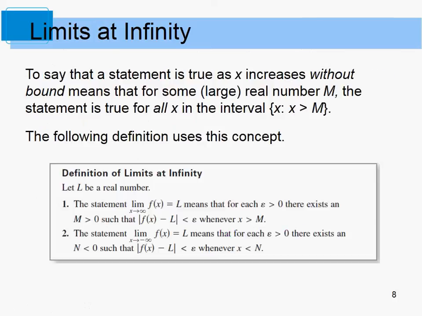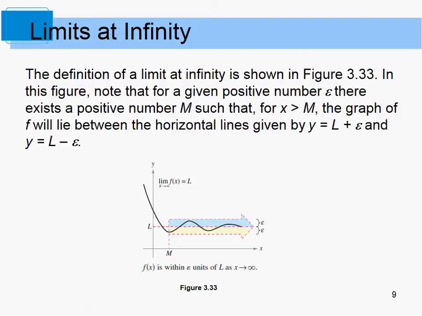No? Okay. So here is the math definition of the limits at infinity. To say that a statement is true as x increases without bound means that for some really big number m, the statement is true for every x such that x is greater than m. Okay? So if this limit exists for m, then it has to be true for every x bigger than m as well. So it has to keep going to infinity. We'll say that the limit as x approaches infinity of the function equals L means that for every epsilon greater than 0, and that's the range of the y values, there's a little pocket around the y value, there exists an m greater than 0, some x value, so that the absolute value of f of x minus L is less than epsilon whenever x is bigger than m. What does this mean? Let's look at a picture.